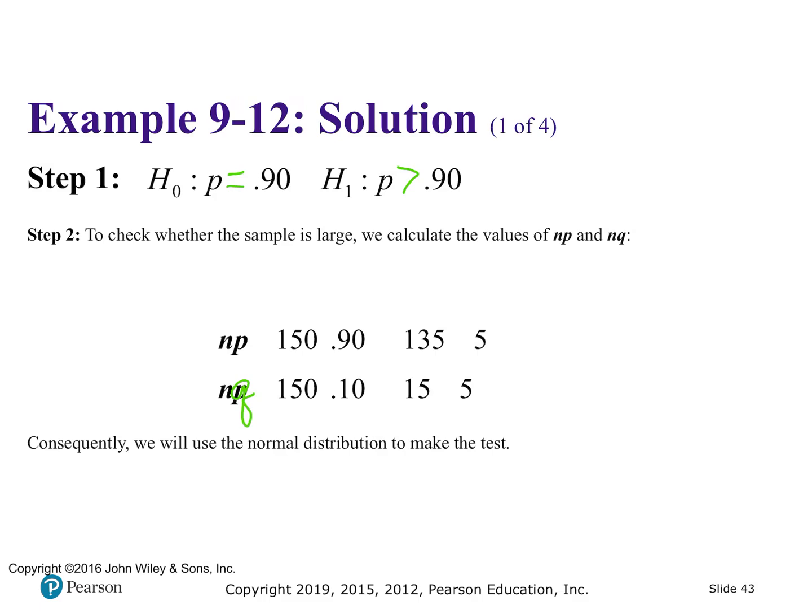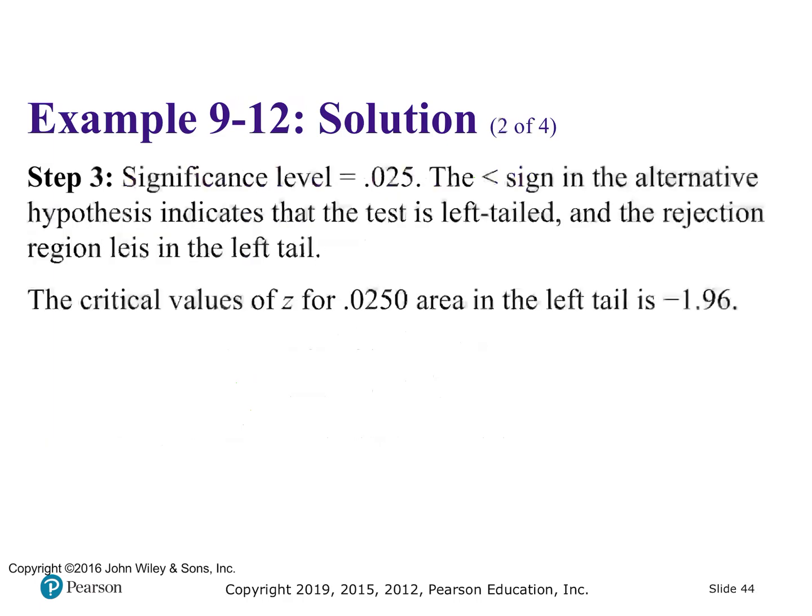And looking at nq for a moment, if n is 150 and q is only 10%, which of course is the complement of 90%, we only get 15, so that's becoming kind of a close call, but even that makes it, and certainly 135 is greater for the np calculation, so we're good to go. Z is ready to go, just like always.